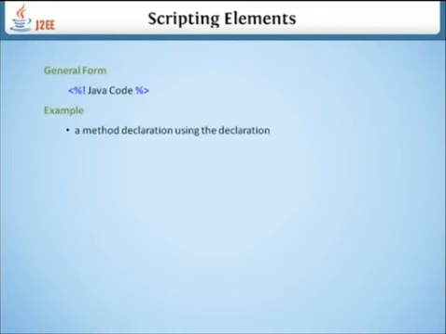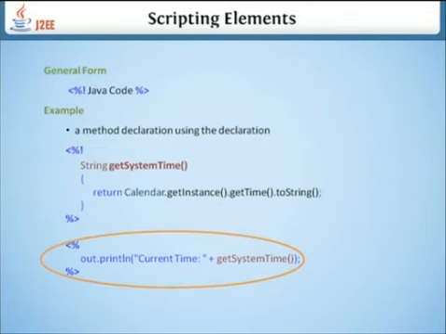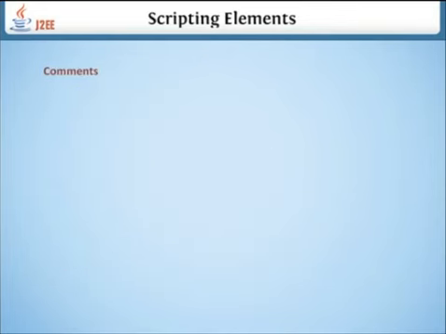Example, a method declaration using the declaration, like this. You can use getSystemTime and return Calendar.getInstance().getTime() converted into a string. You can give the current time as output. Next one is comments.